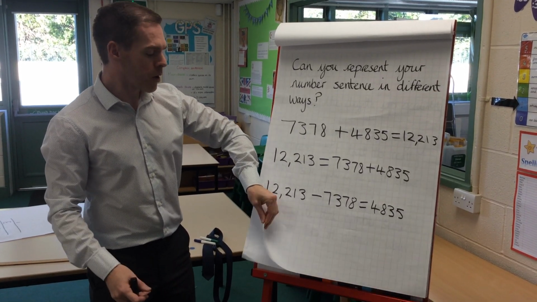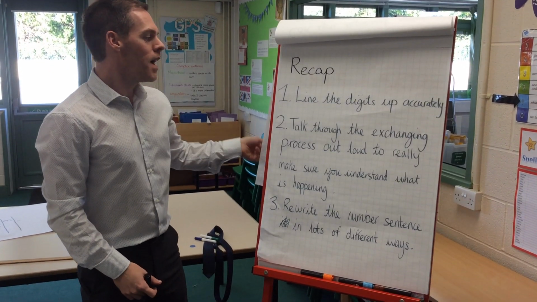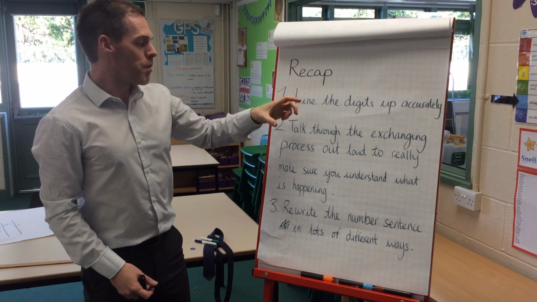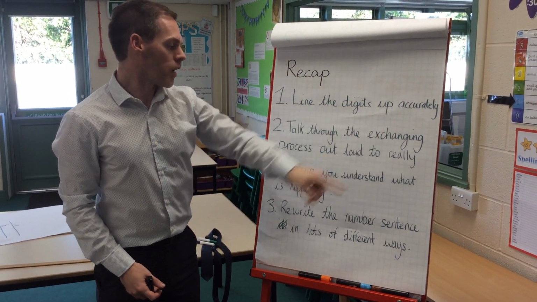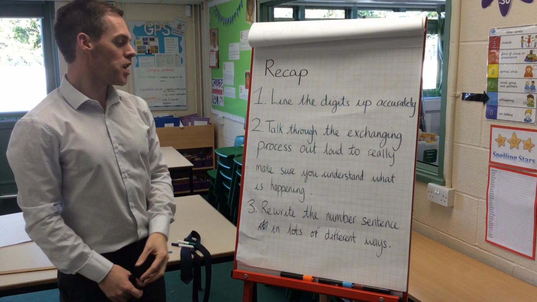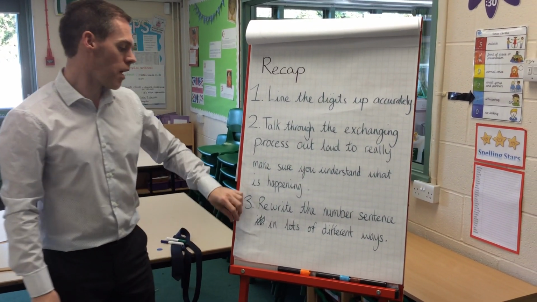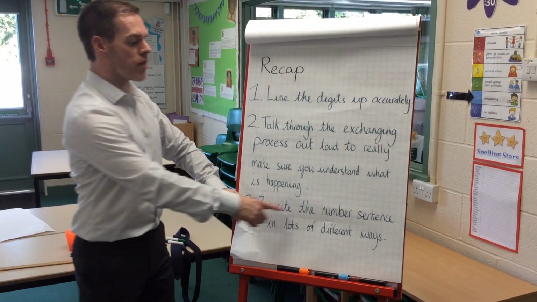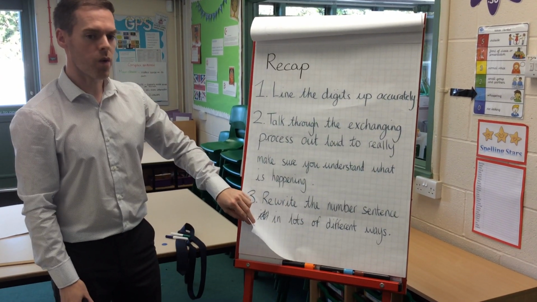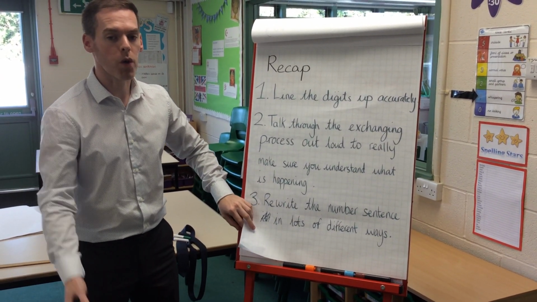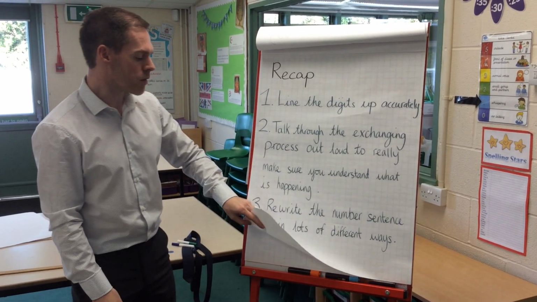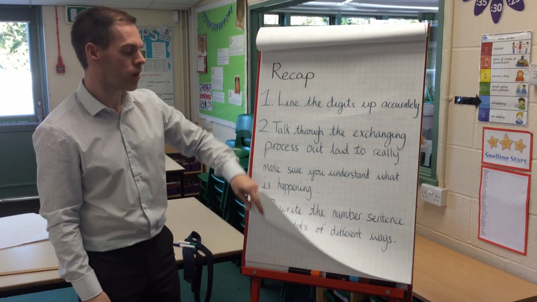Okay, so that's what we're going to be doing in class. So just a little recap. When you're adding using the formal method, make sure you line the digits up accurately. Talk through the exchanging process out loud, because it'll really help you make sure you understand what's happening. And then try and rewrite that number sentence in lots of different ways, showing it in a bar model, putting it on a number line. All those things will help you really secure your understanding of it.